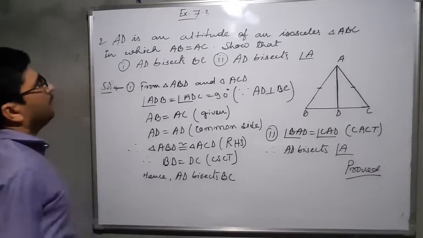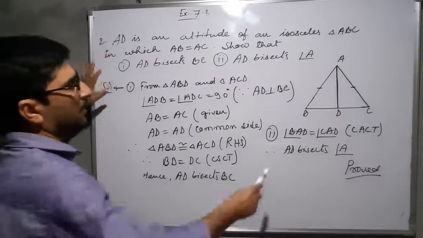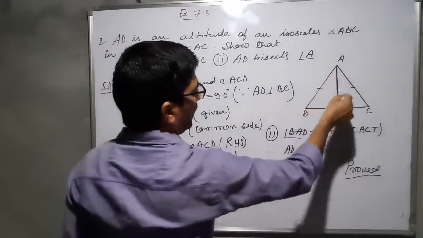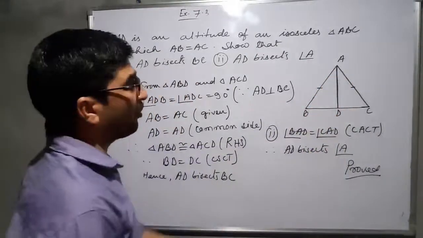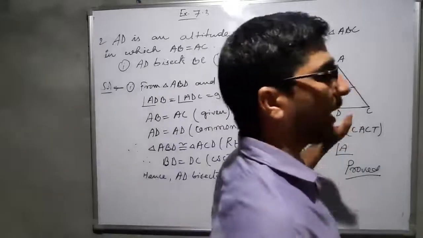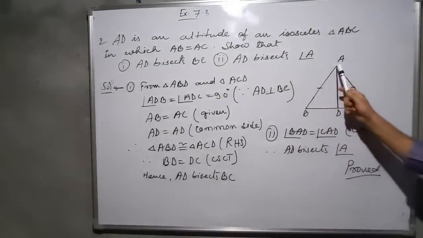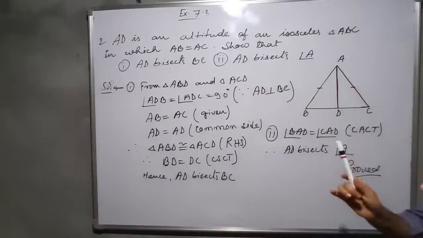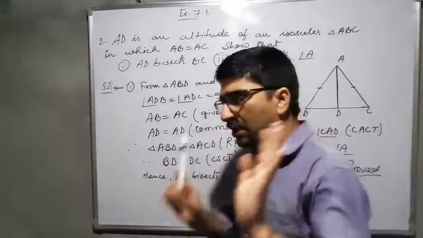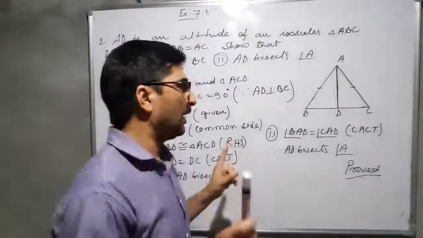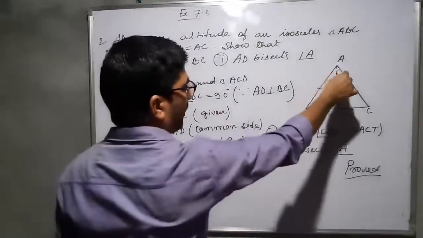Now the question is, this is an isosceles triangle and AD is the altitude. Altitude means it is only the perpendicular to the opposite side from this vertex. Altitude is only perpendicular. Don't forget that. Altitude is perpendicular. So it is perpendicular.